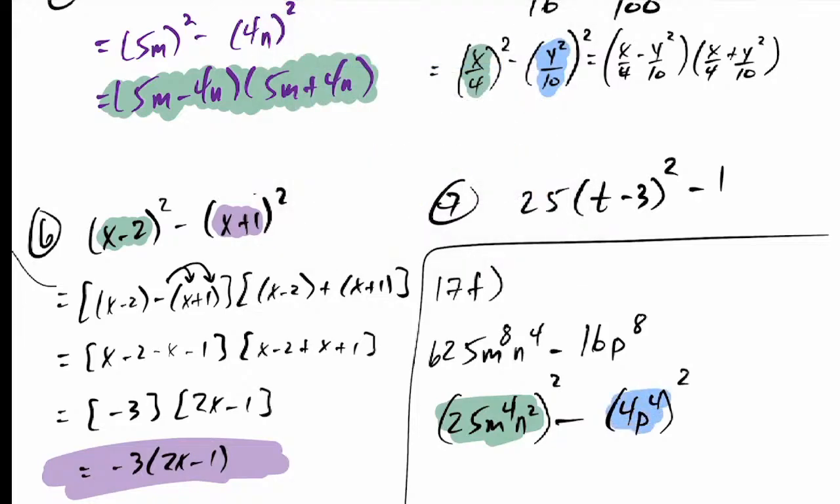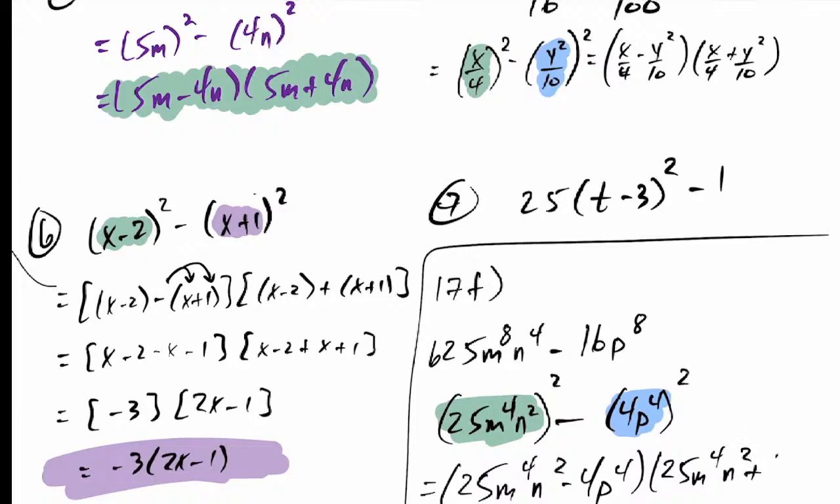and this here is my y, right? Because 25 squared is 625. M to the 4 to the power of 2 is m to the 8. N squared to the power of 2, right? Power to power you multiply, you get your n to the 4. 4 squared is 16, and p to the 4 to the 2, like p to the power of 4 raised to the power of 2 is power to power you multiply, 4 times 2 gives you that 8. So this ends up being difference of squares. So this ends up being 25 m to the 4 n squared minus 4 p to the 4 times 25 m to the 4 n squared plus 4 p to the 4.